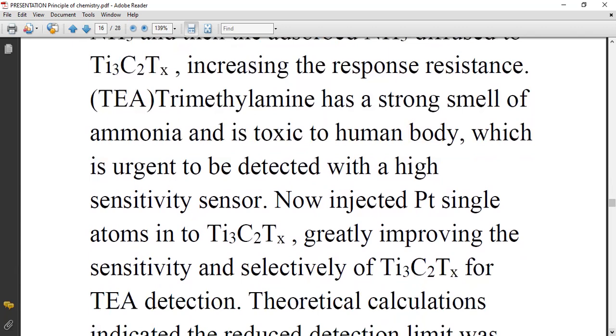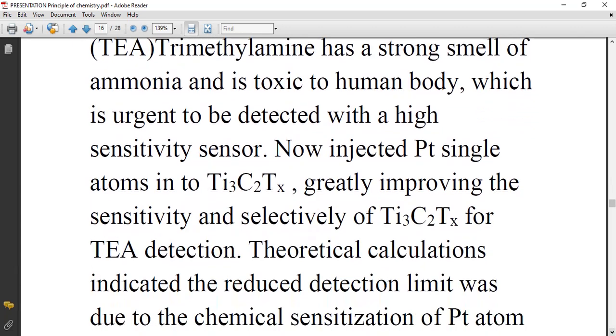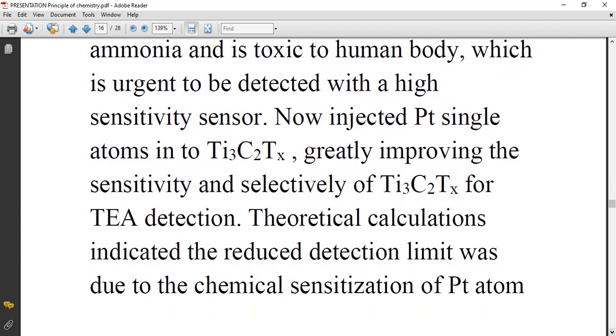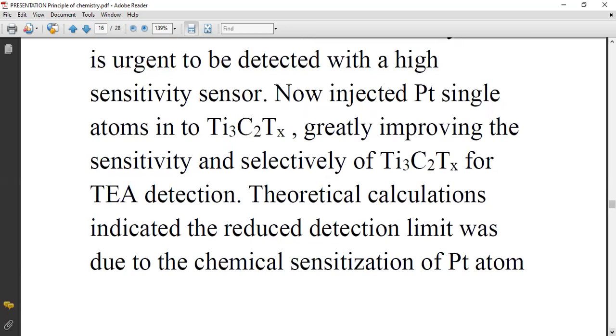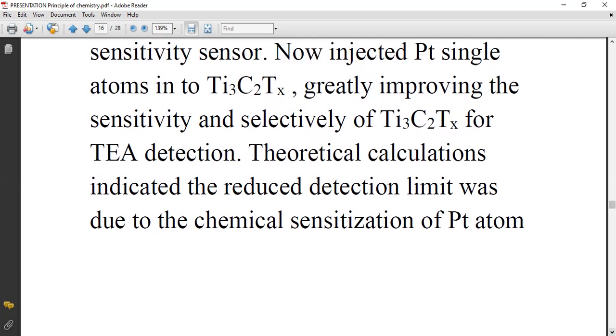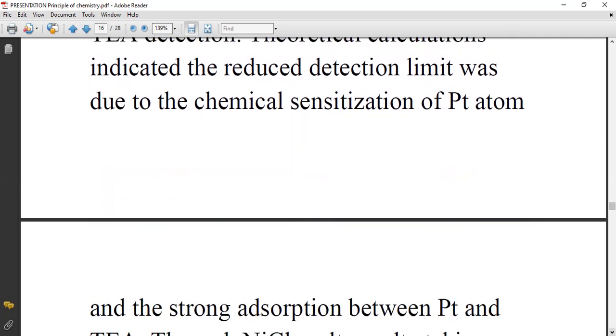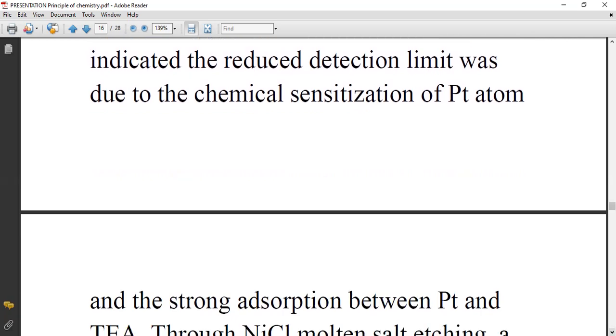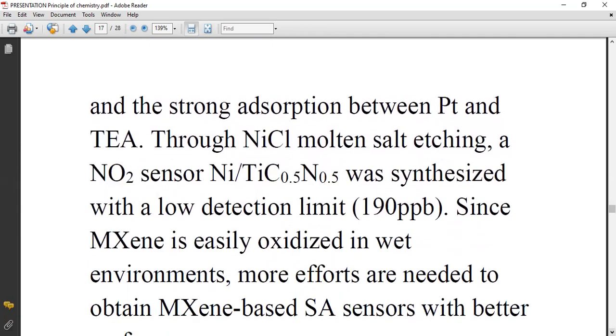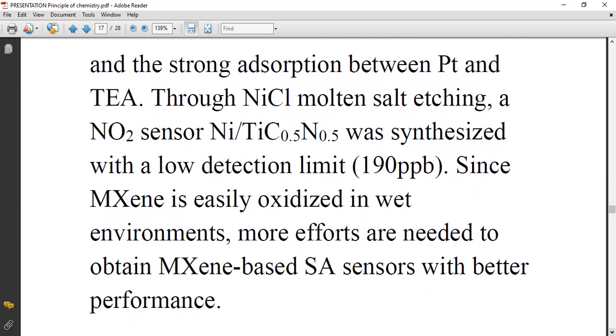Trimethylamine has a strong smell of ammonia and is toxic to the human body, so it is urgent to detect it with a high sensitivity sensor. Researchers injected platinum single atoms into MXene, greatly improving the sensitivity and selectivity of MXene for trimethylamine detection. Theoretical calculation indicated the reduced detection level was due to chemical sensitization of platinum atoms and the strong adsorption between platinum and trimethylamine.